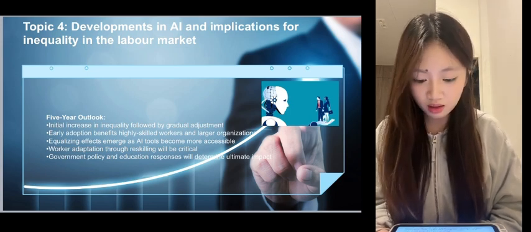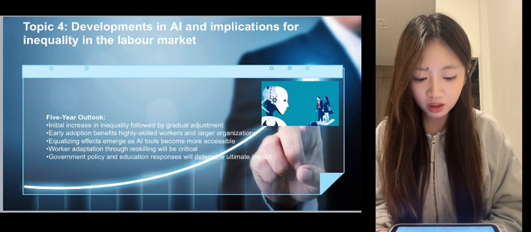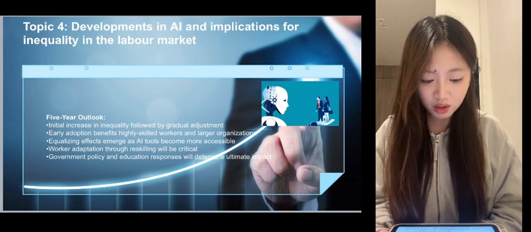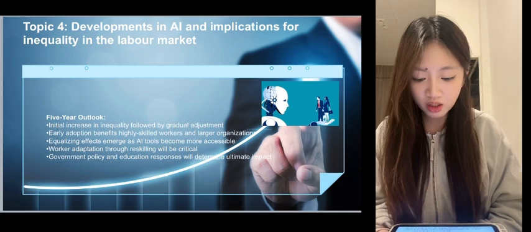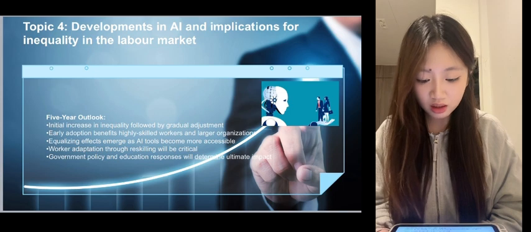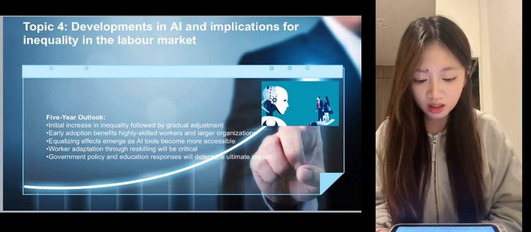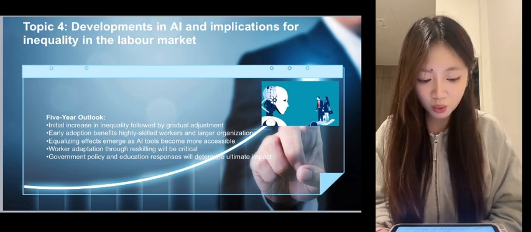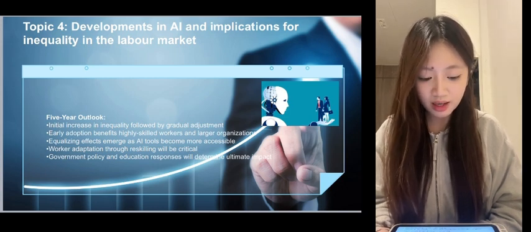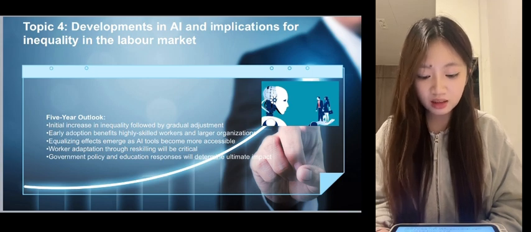In the next 5 years, I expect an initially moderate growth of inequality to increase for some years and then correct itself on average. Early adopters will disproportionately benefit high-skilled workers and large organizations, deepening the divide. However, once AI tools become widely available and workers adapt through reskilling, some mitigating effects are possible. The role of government policy and education will be significant in determining whether AI confronts the labor market inequality or deepens it.